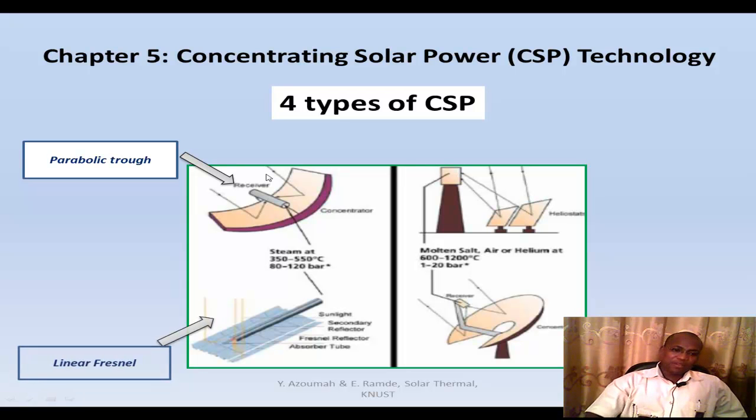The second type of CSP is linear Fresnel. The linear Fresnel is almost the same thing as the parabolic trough. The difference here is you have plane mirrors that are disposed in such a way to form a semi-parabola. So that's the main difference. The rest is the same thing. We have still a linear focal. It's not a focal point here, but the focal is linear, and we have the receiver along with this linear focus of the system.